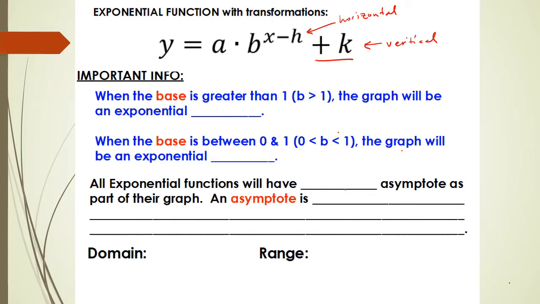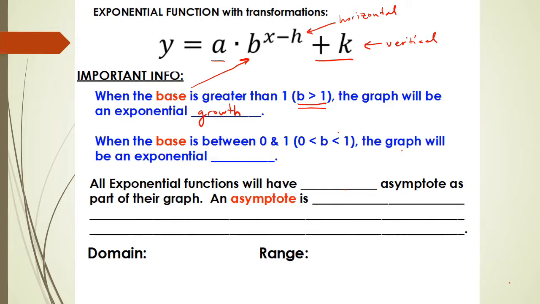All right, and then there's a. When a is bigger than 1, you're vertically stretching it, just like you have before. If a is negative, then we are reflecting it. If a is between 0 and 1, then it's a shrink, right? So all the same things that you've seen the last several units in a row apply here for this function, okay? Important information. When the base is greater than 1, when b is greater than 1, remember that this is your base, right? The graph will be an exponential growth function.